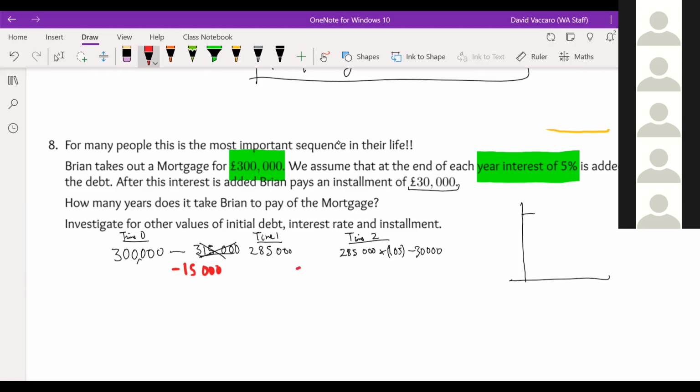Okay, so that it goes down more because the debt has gone down, less interest is added. So what that means is the way in which he pays off the debt is slow to begin with, but then gets faster. Because towards the end of paying off the mortgage, you're just paying off at £30,000 a year because no interest is being added. Okay, so the shape of the debt over time is concave down.